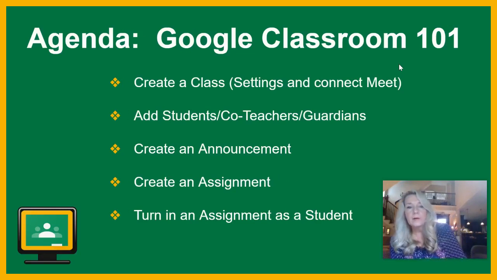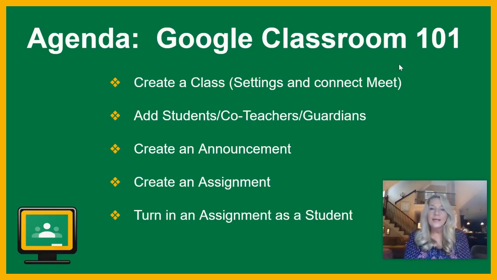Now that we know a little bit about Google Classroom and what it can do, let's take a look at today's agenda. We will start by accessing the Google Classroom and then creating a class. Then we'll take a look at the management settings and connect Google Meet to your class. We will add students, co-teachers, and invite guardians. Then we'll be switching between student and teacher view as we create an announcement, and then we'll also create an assignment. And finally, we'll turn in an assignment as a student.